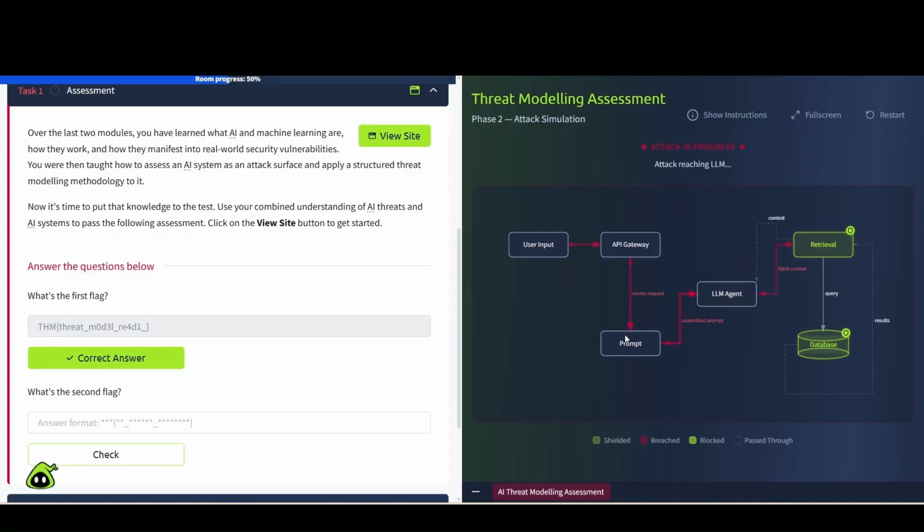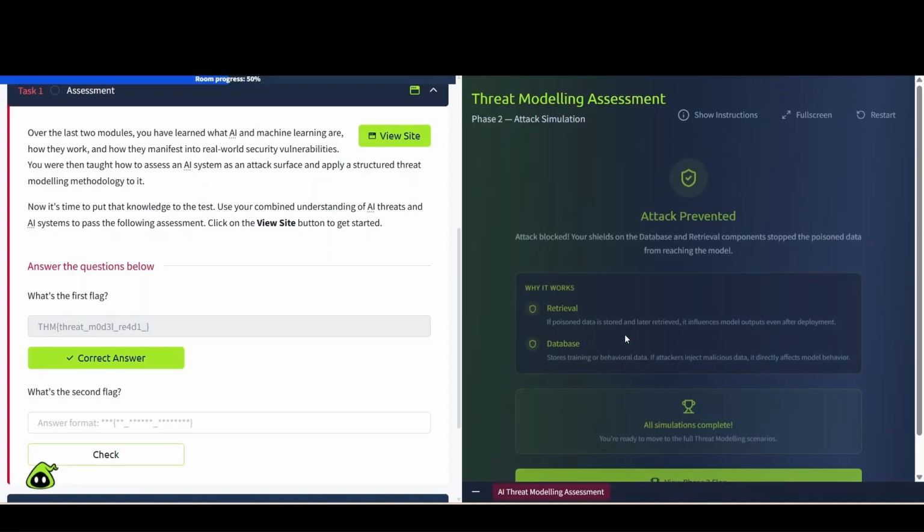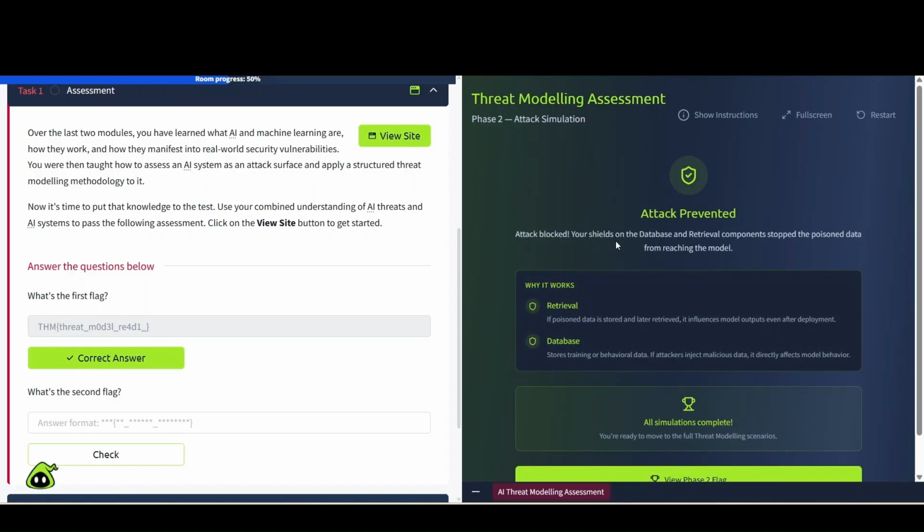Okay, so it's going. Sweet, awesome. Attack blocked. Shields on the database and retrieval components stop the poisoned data from reaching the model. Why it works: retrieval. If poisoned data is stored and later retrieved, it influences model outputs even after deployment. Database stores training or behavioral data. If attackers inject malicious data, it directly affects model behavior.